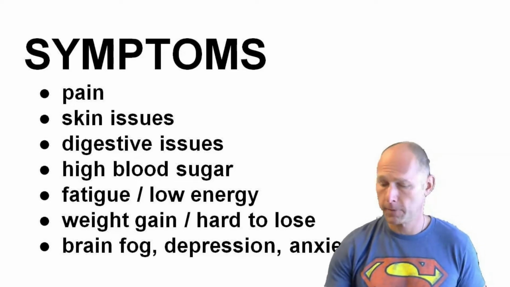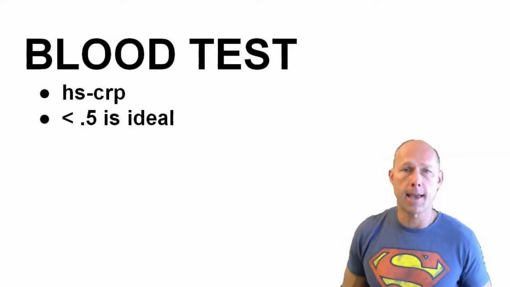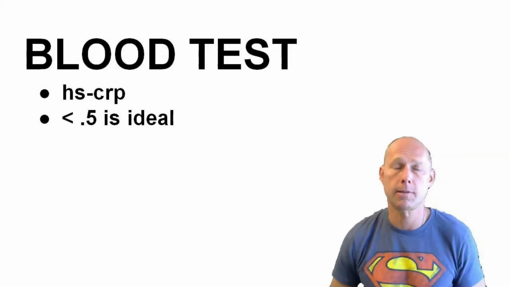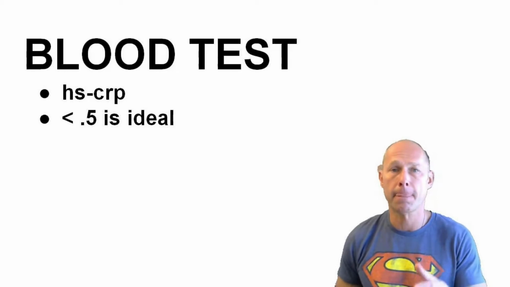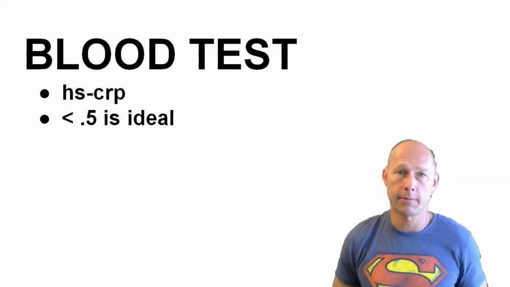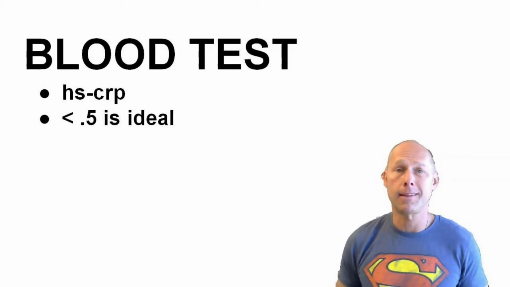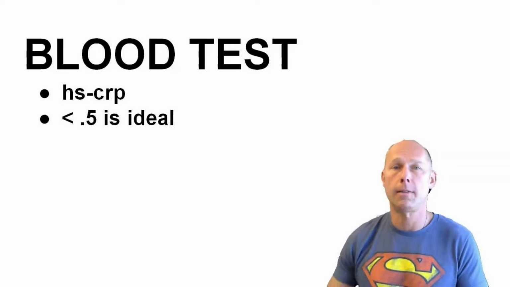So there's a very simple blood test you can get if you want to test for your levels of inflammation. It's hs-CRP, which is highly sensitive C-reactive protein. Now you want that number to be 0.5 or less.